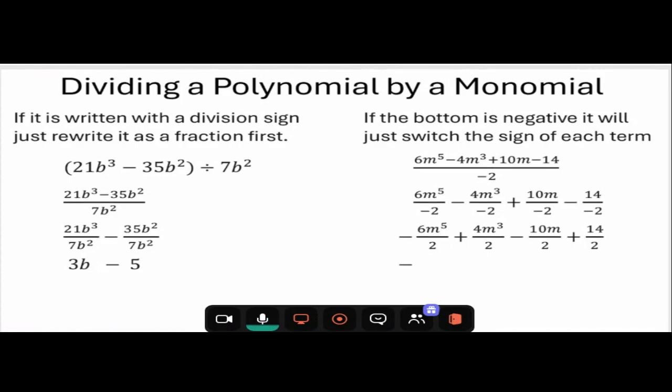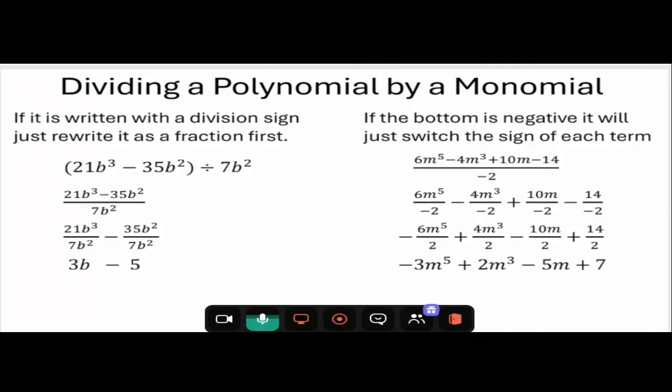So we have a negative 6 divided by 2 is 3, and the m to the 5th is just there. Plus 4 divided by 2 is 2, and the m cubed is there. Minus 10 divided by 2 is 5, and the m is there. Plus 14 divided by 2 is 7, like so.